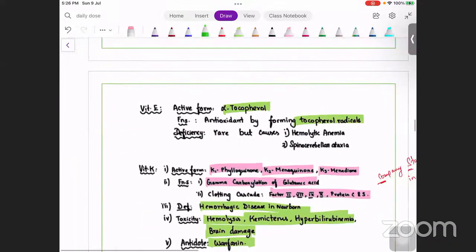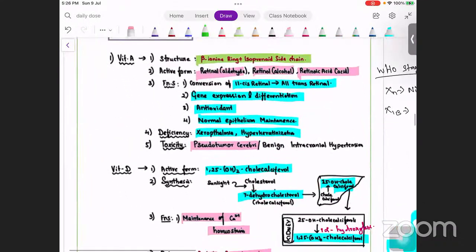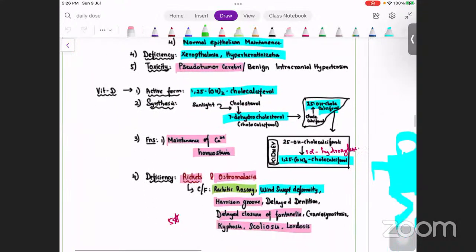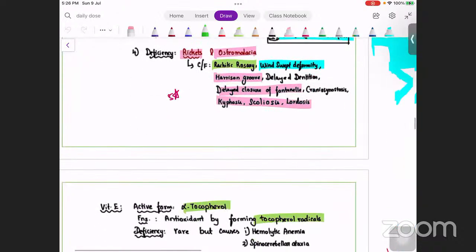Okay, this is all about the fat soluble vitamins. So vitamin A: beta ionone ring plus isoprenoid side chain is the structure. Active form, retinol, retinoic acid. Function, conversion of 11 cis retinal to all trans retinal. Deficiency is xerophthalmia and hyperkeratinization. Toxicity, pseudotumor cerebri. Vitamin D, active form is 1,25 dihydroxycholecalciferol. Synthesis: cholesterol to 7 dehydrocholesterol, then 25 hydroxycholecalciferol, then 1,25 dihydroxycholecalciferol in the kidney. Function, calcium homeostasis. Deficiency, rickets and osteomalacia.